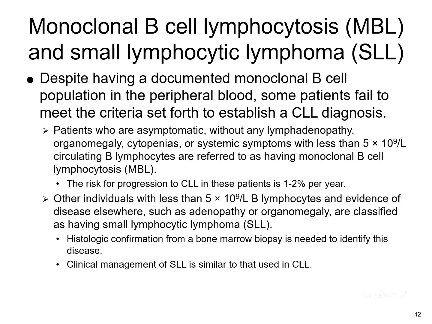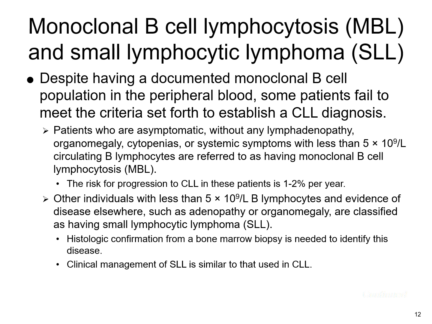Monoclonal B-cell lymphocytosis and small cell lymphocytic lymphoma. So despite having a documented monoclonal B-cell population in the peripheral blood, some of your patients don't really meet the criteria to actually establish a diagnosis of CLL. So patients who are asymptomatic without any sort of lymphadenopathy or any kind of organ swelling, cytopenias, or systemic symptoms, with a circulating B lymphocytic cell count that's less than 5 times 10 to the 9th, are actually referred to as having a monoclonal B cell lymphocytosis.